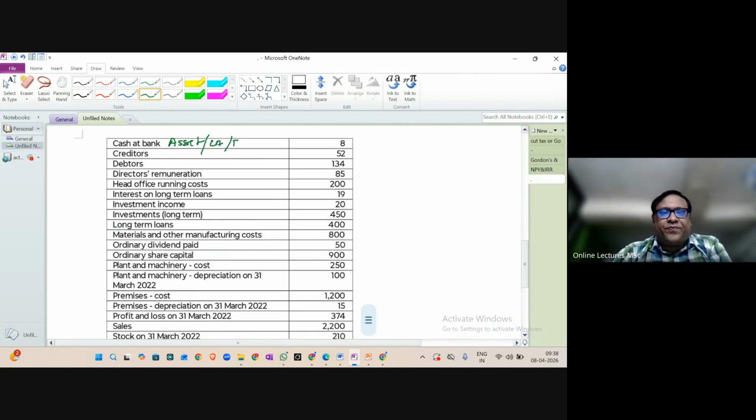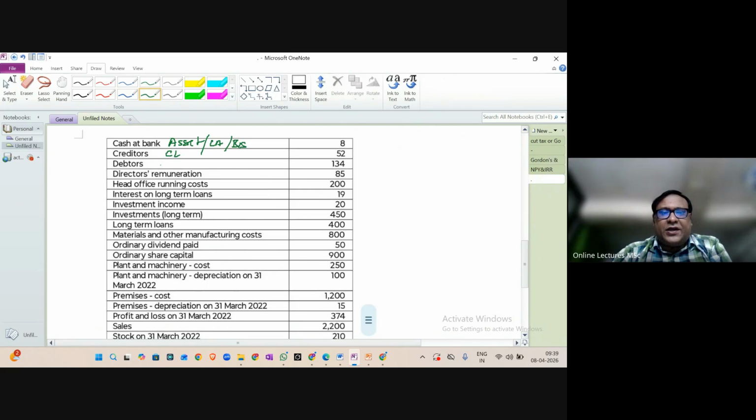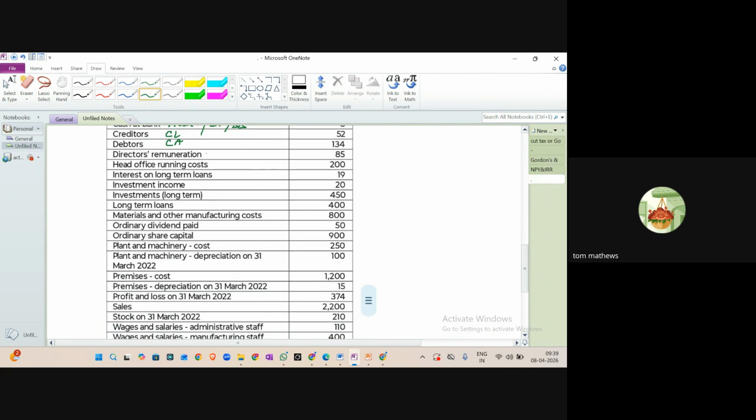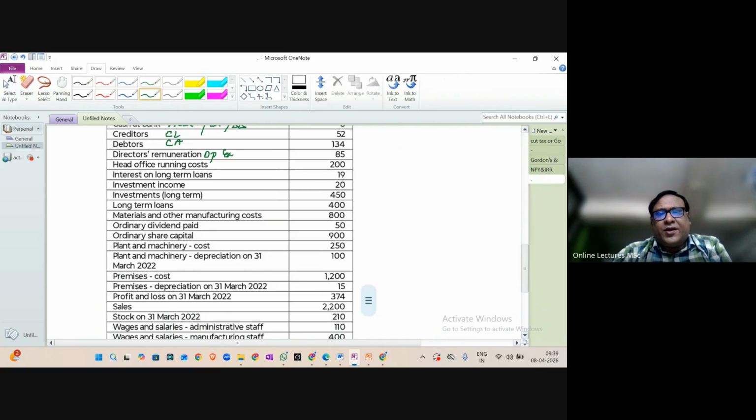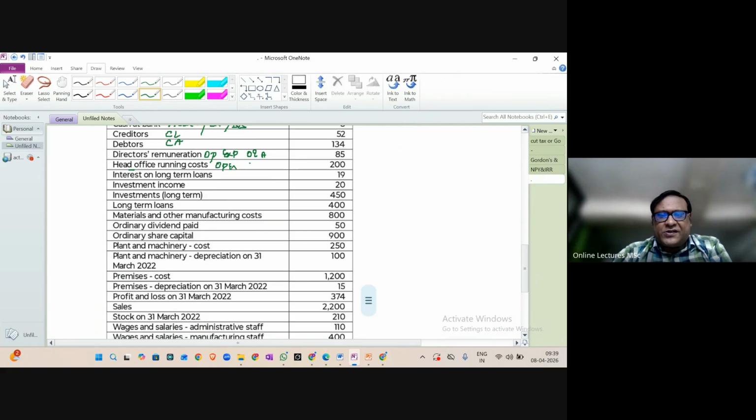Balance sheet. Creditors is a current liability. Lovely. Continue, sir. Debtors is a current asset. Fantastic. Directors' remuneration, is this an expense or an operating expense? Operating expenses, we'll put it under office and admin. Lovely. Continue, sir. Head office running cost is also an office expense. Yes, sir. Operating expense, office and admin.